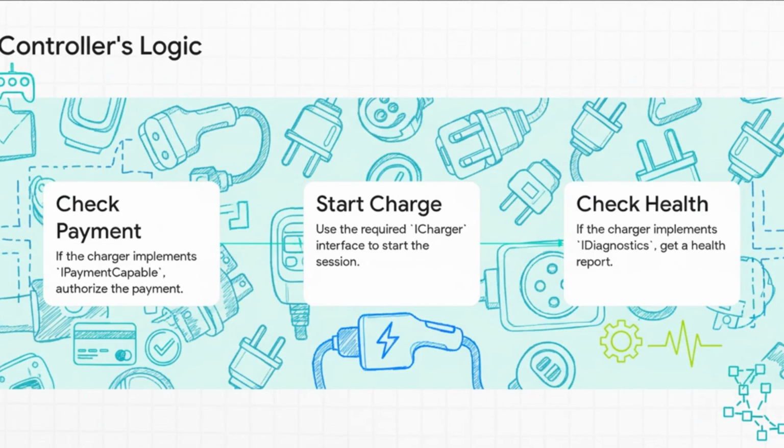It's so beautifully simple. First, it just asks the charger, hey, do you happen to be iPayment capable? If the charger says yes, great. It processes the payment. Then it uses the iCharger contract, which it knows every single charger has to have, to kick off the session. Finally, it might ask, by the way, do you have iDiagnostics? If so, it'll grab a health report. It's just checking for skills and using them if they're there.